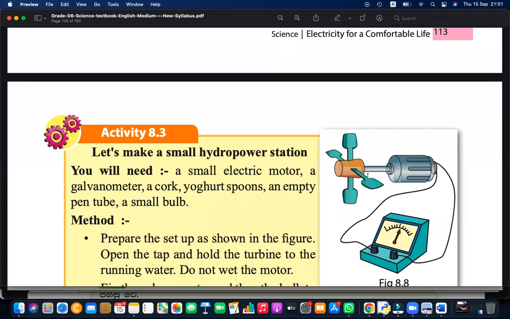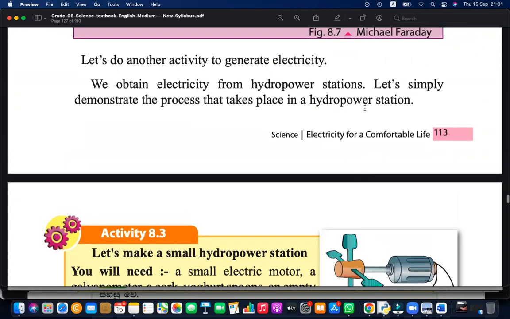Then what you can do is you can just rotate this. So one method of rotating is using wind. Right? One method of doing this is by using wind. Another method of rotating this is by using water. Actually, if you use water, you can simulate hydropower.